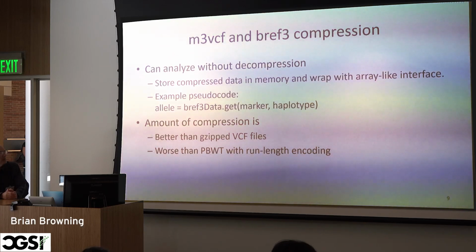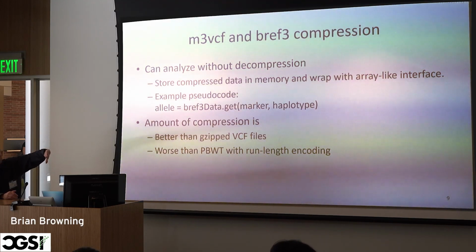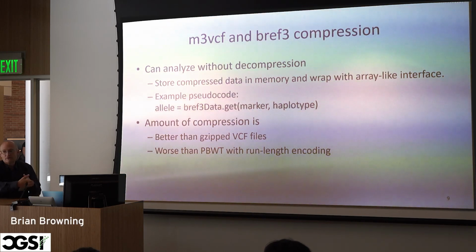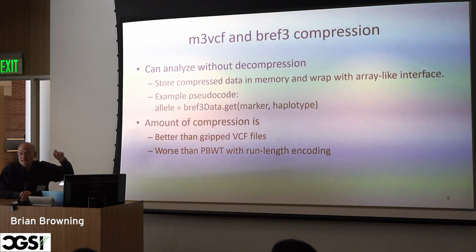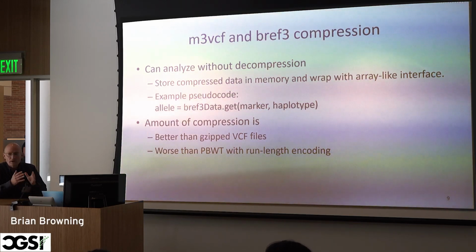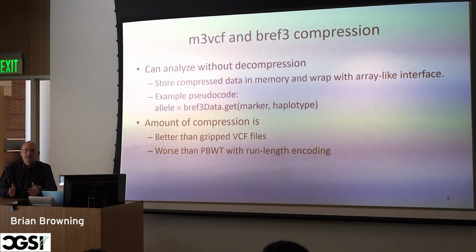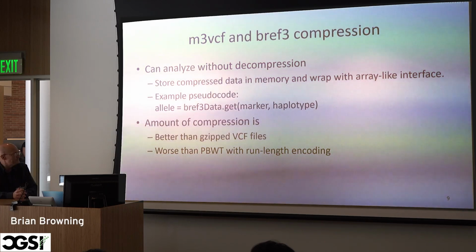With Bref4 format, it's also possible for that marker to be low frequency, in which case, again, this is the beauty of having an interface. You don't see what's going on behind the scenes, but behind the scenes, all it has to do is do a binary search to find out whether the haplotype you're asking for is in the list of minor allele carriers for that marker. And since these are rare variants we're talking about, the array that it's searching is very small. It's a very fast lookup.